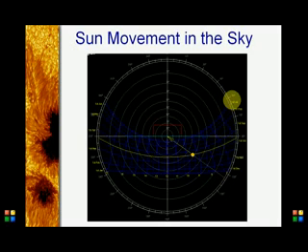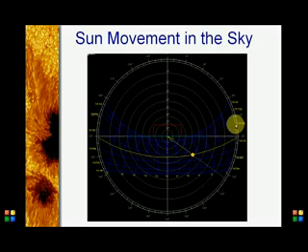So the sun moves during a year. This is a place near the equator. It's not very near, actually. It's like 30 degrees latitude. And this is how the sun moves.